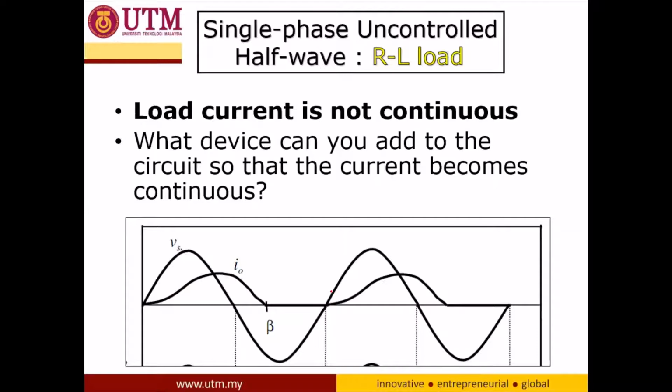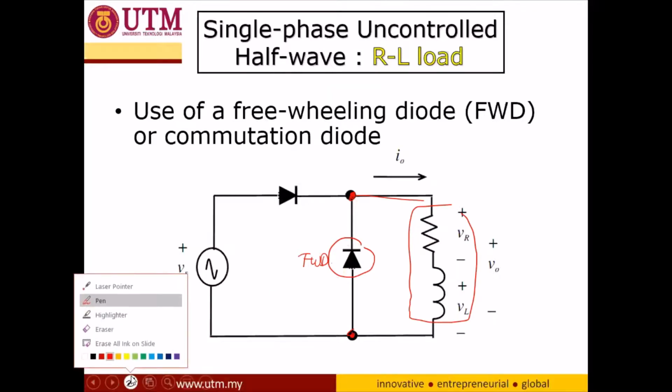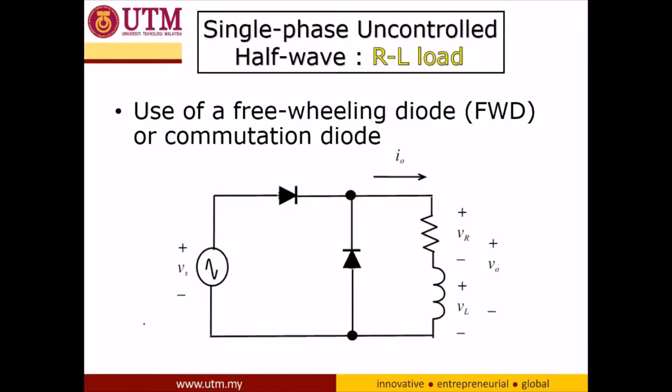The modification can be done by simply putting a freewheeling diode, which is connected in parallel with the load. So right now this is your load, so you need to connect the freewheeling diode, FWD, across the load. So how can the current be made continuous?